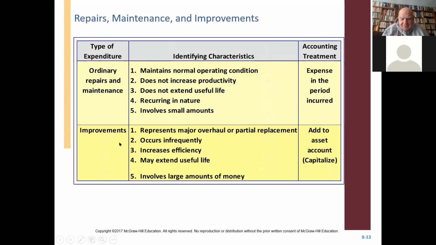Now, an improvement is a major overhaul. Doesn't happen very often, and it very definitely improves the asset's efficiency and likely its useful life.